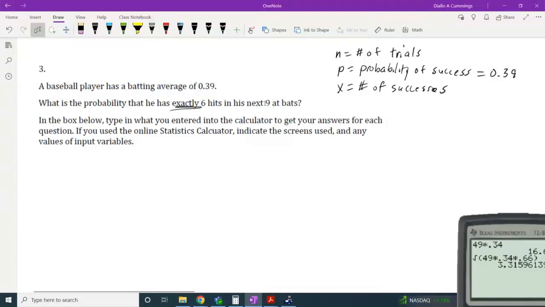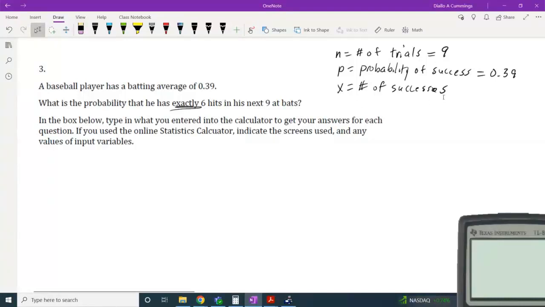Now here's just a hint. The number of trials should always be bigger than the number of successes. Right? So 9 is his number of trials. At his 9 times, well, first off, he has a 39% batting average, whether he's going to hit it or not. That's the probability of success. We're going to find that probability with his next 9 at-bats. So 9 is going to be the number of trials.